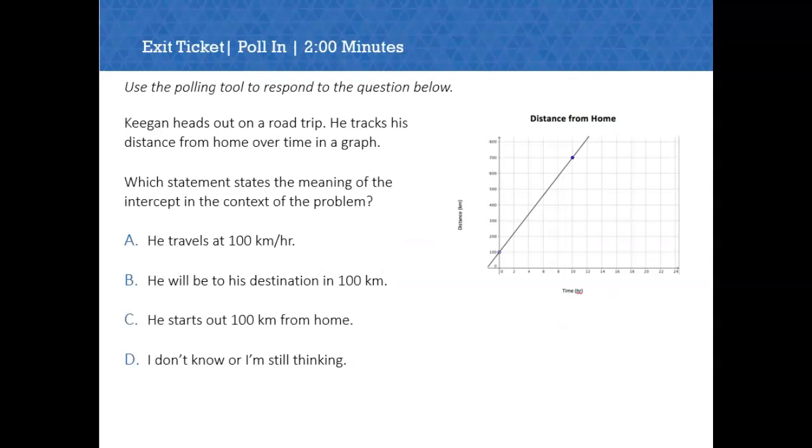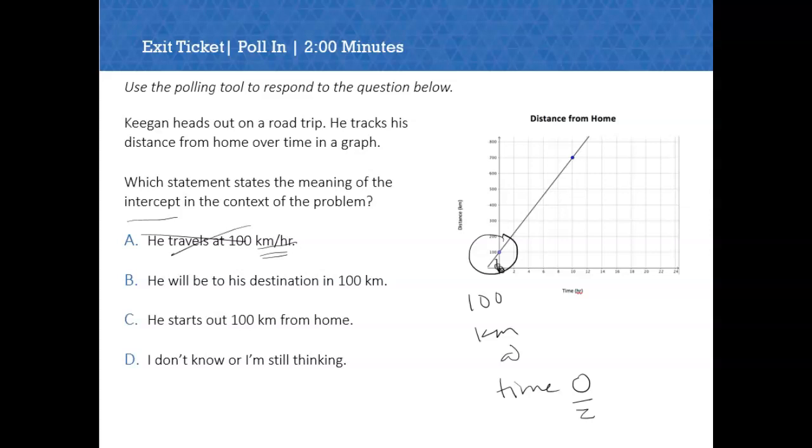Same graph. What statement states the meaning of the intercept? So that's the initial. So that's 100 kilometers at time 0, remember. This is time 0, 100 kilometers at time 0. So is he traveling 100 kilometers per hour? No. Anytime you see the 2 units, that's a rate. That's not what an intercept means. An intercept is not a rate.